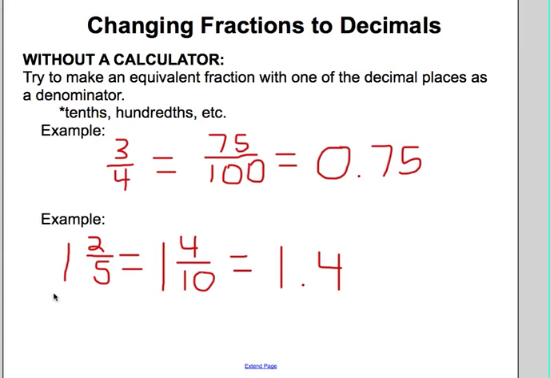The second example, 1 2/5. Well, I know that 2/5 is equivalent to 4/10. I can multiply both the denominator and the numerator by 2. So 1 2/5 is equal to 1 4/10. And 4/10 I know is 0.4, so 1 4/10 would be 1.4. Make sure you have this information copied into your notes before you move on.